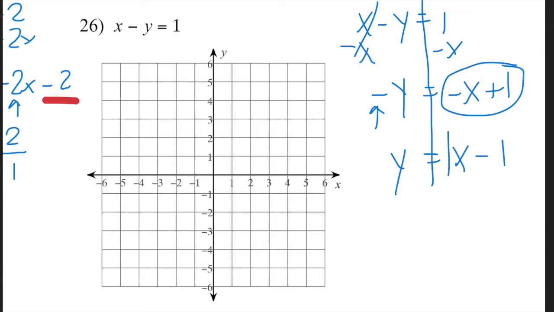So our coefficient of x is 1. Our y-intercept is negative 1. If we have a slope of positive 1, that means up 1 over 1, up 1 over 1, up 1 over 1. It's a perfect 45-degree angle. There is your line.